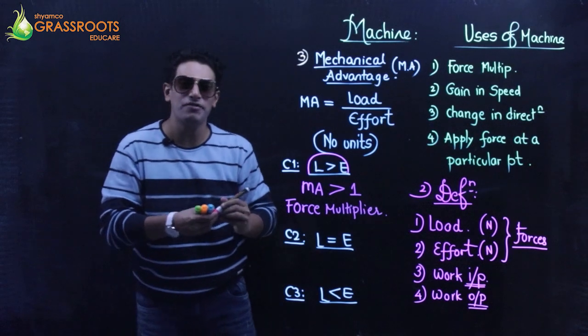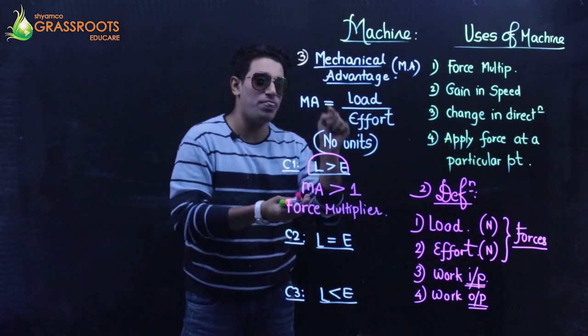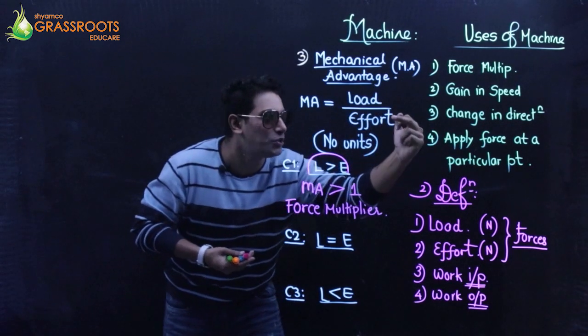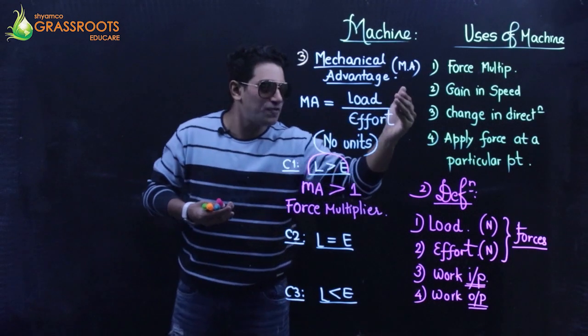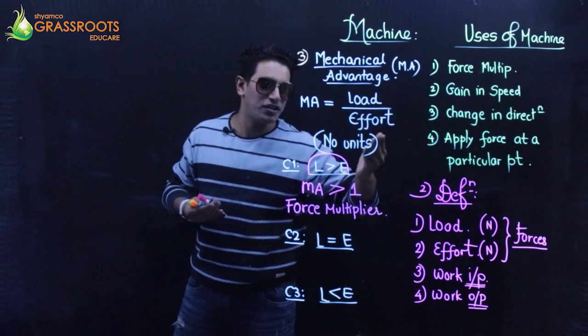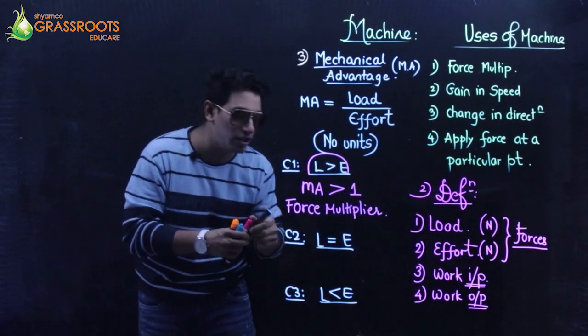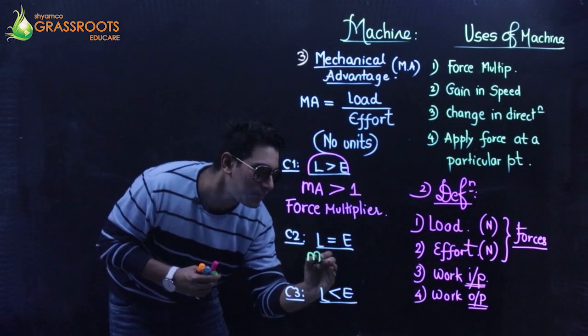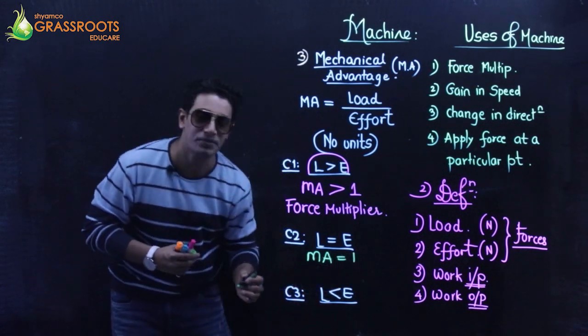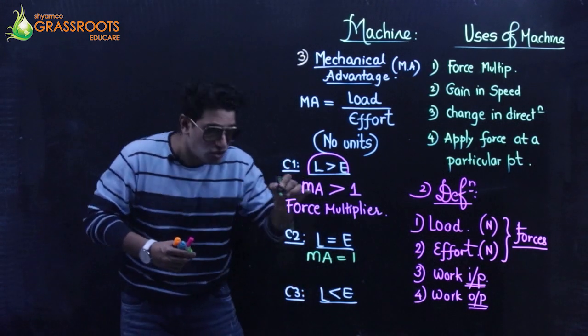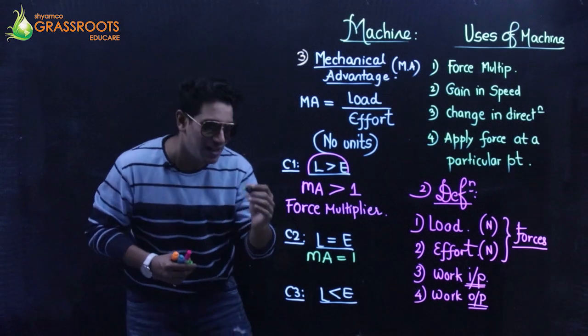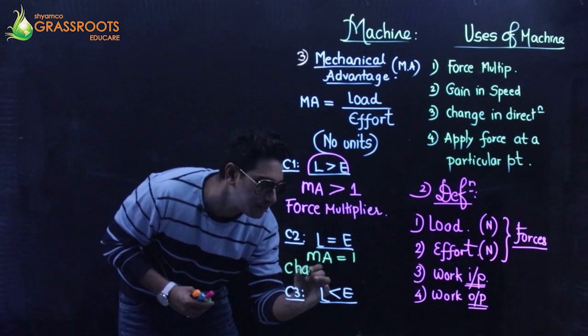Second, mechanical advantage is equal to 1. This is when load is equal to effort. Load is 5 Newton, effort is 5 Newton. Cancel. Answer is 1. So when they both are equal, I can say mechanical advantage is equal to 1. Such a machine acts as a change in direction.